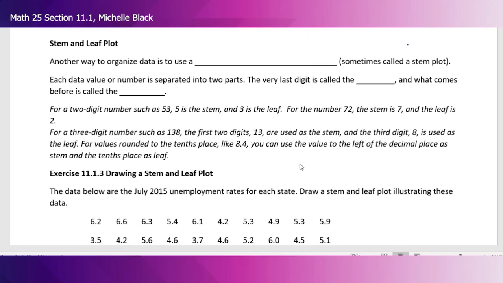All right, and lastly, we have the stem and leaf plot. Another way to organize your data is to use this thing called a stem and leaf plot. Sometimes we call it a stem plot. Each data value or number is separated into 2 parts. The very last digit is what we call the leaf, and what comes before that digit is what we call the stem.